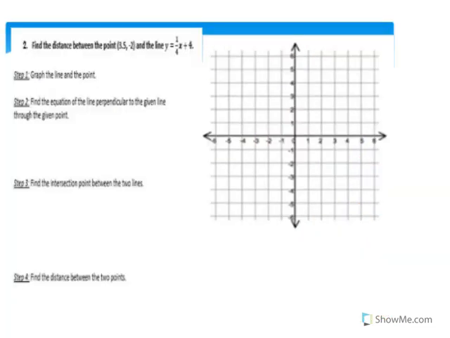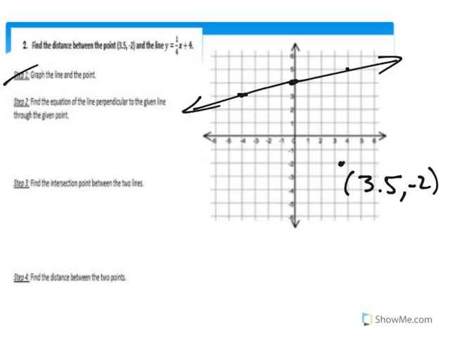So we're going to move a little quicker here. We're going to find the distance between the point 3.5, negative 2, and the line y equals 1/4 x plus 4. First, step 1, graph the line and the point. Okay, so step 1, I've graphed the line and the point. Step 2, find the equation.